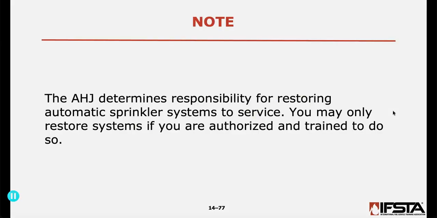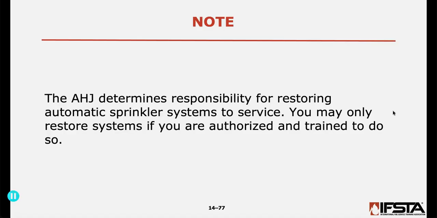The authority having jurisdiction determines the responsibility for restoring automatic sprinkler systems to service. You may only restore the system if you're authorized and trained to do so. Again, like I said, we don't do that. We used to replace sprinkler heads and then we would turn the system back on.